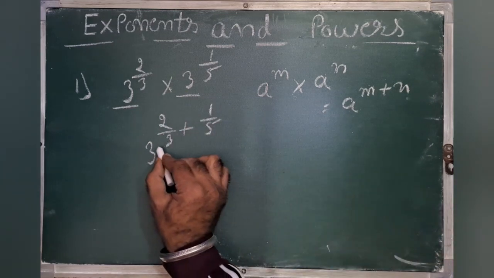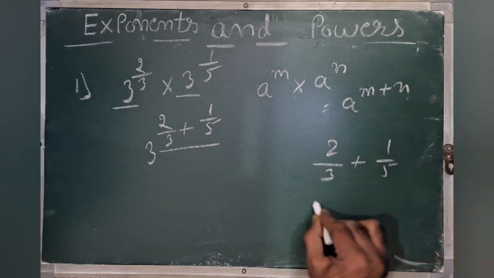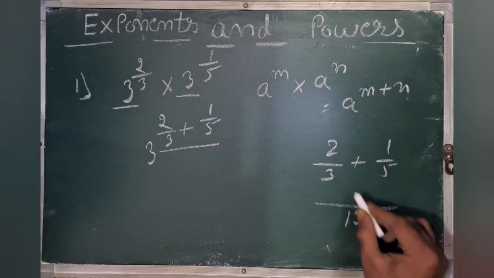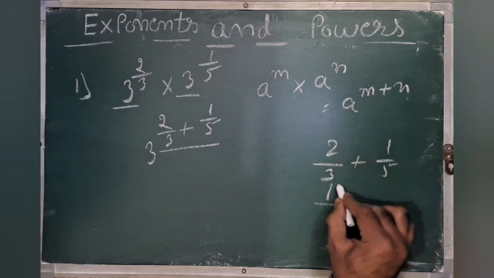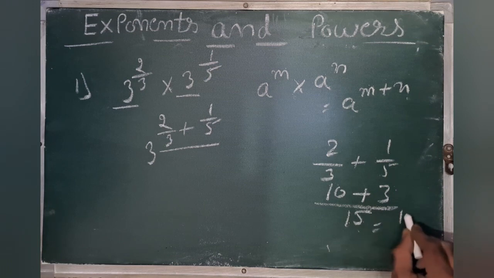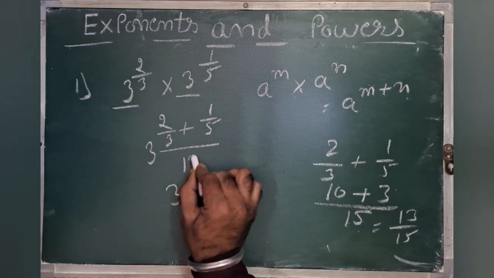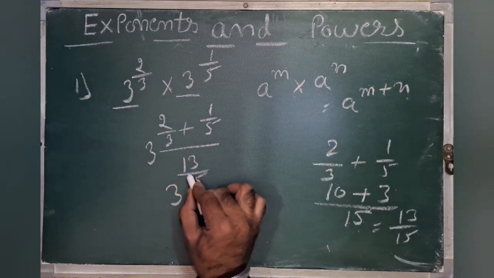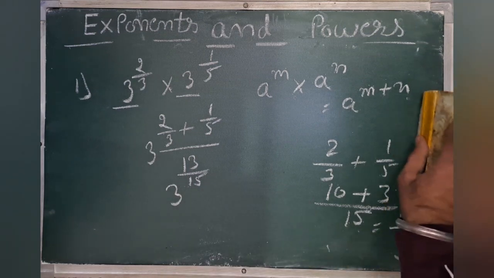Now we have to take LCM for this. 2 upon 3 plus 1 upon 5. LCM is 15. 15 divided by 3 is 5. 5 multiplied 2 is 10. Plus 15 divided by 5 is 3. 3 multiplied 1 is 3. That means 13 upon 15. So what is the answer for this? That is 3 power 13 upon 15. This is our answer. Right? One more example.